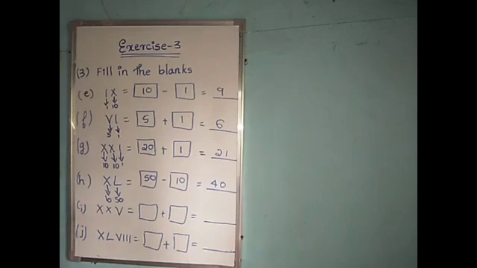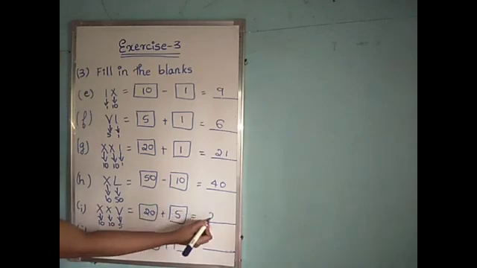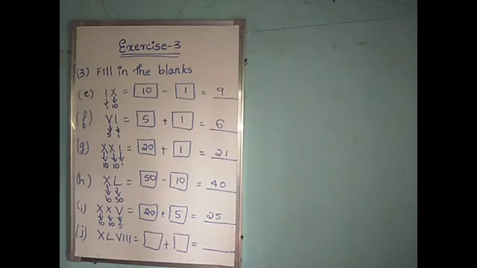Then I1. Here X is the symbol of 10, X is the symbol of 10 and V is the symbol of 5. Here how many times X is repeated? 2 times. So 10 plus 10 is equal to 20 plus 5, 25.